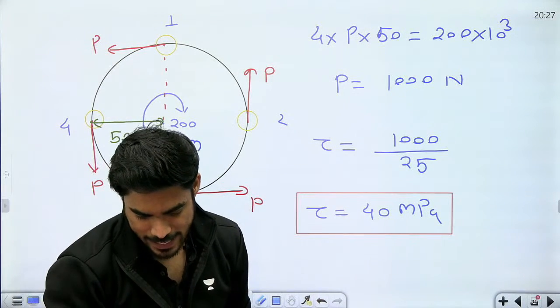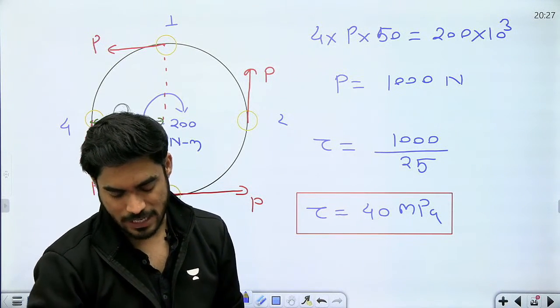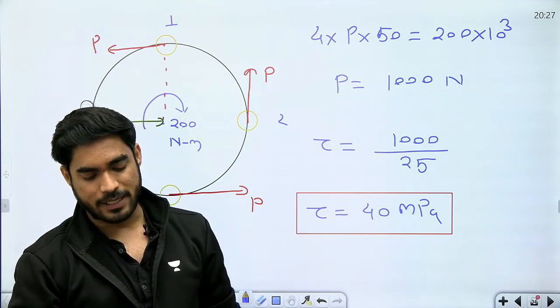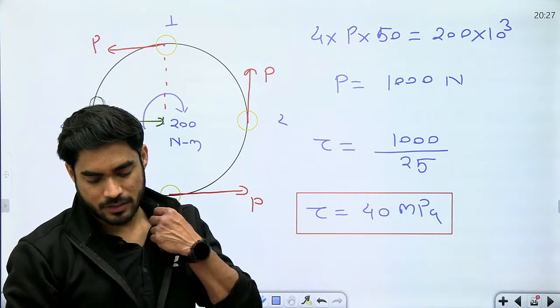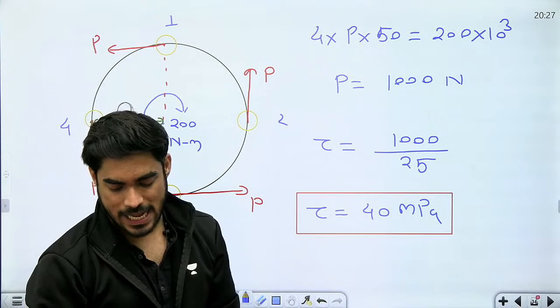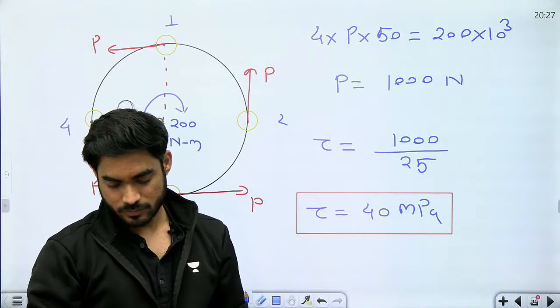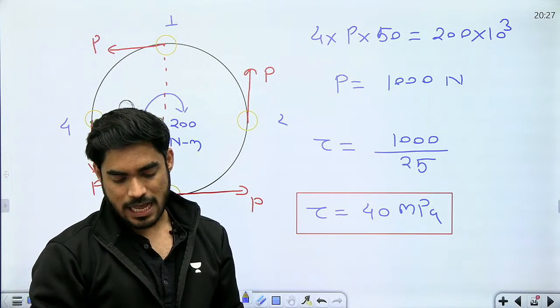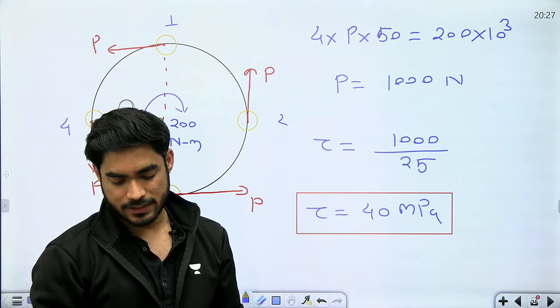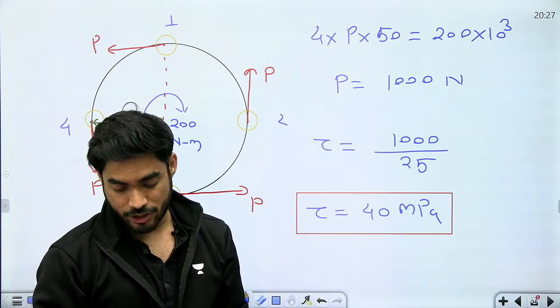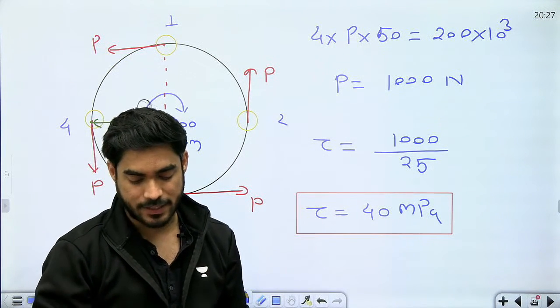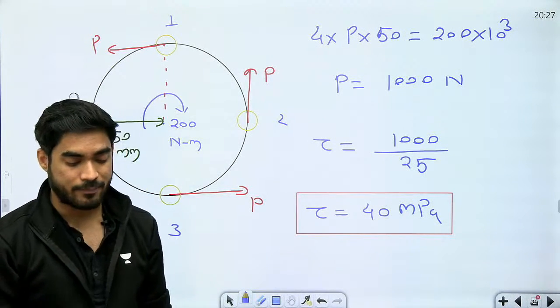Yes, Palak. Yes, Ayush. 1000 Newton. Yes, Prem. Tau 40 megapascal आ रहा है क्या? Yes. Tau is 40 megapascal. Yes, Ankita, Ayush, Kalpesh, Prem, Nitish. Tau is 40 megapascal.